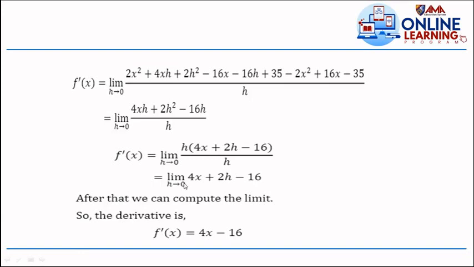So with this, we are going to use the algebra method. We're going to substitute it here. 2 times 0 is 0. So therefore, the first derivative f prime is equal to 4x minus 16. Okay?